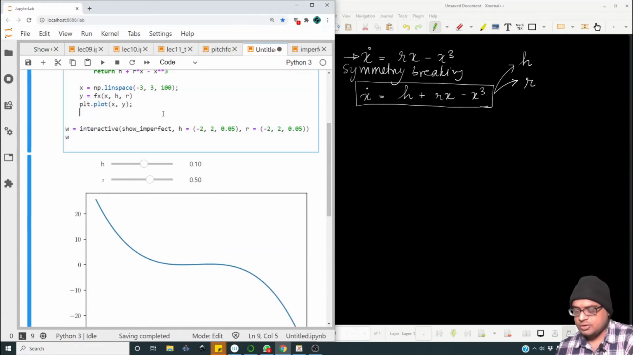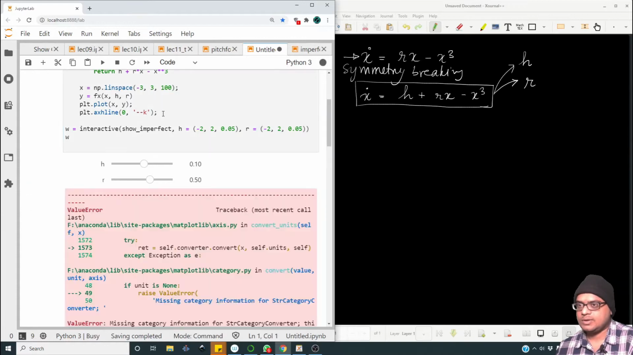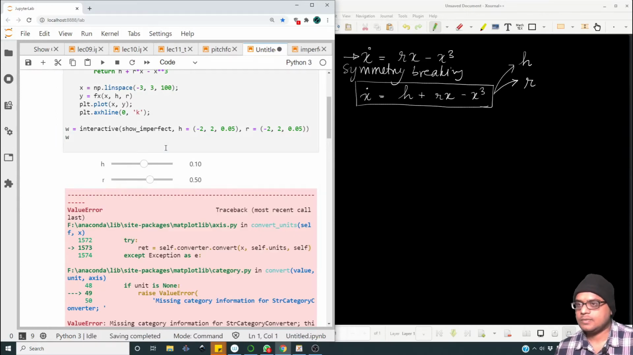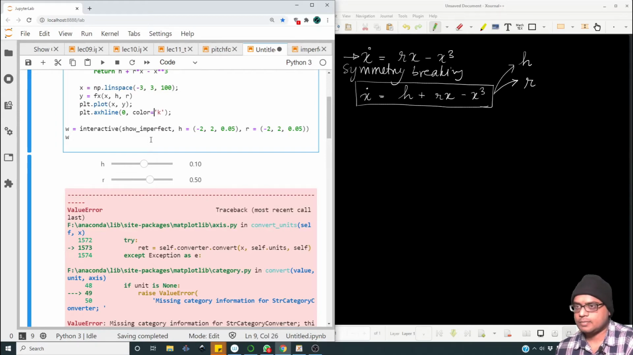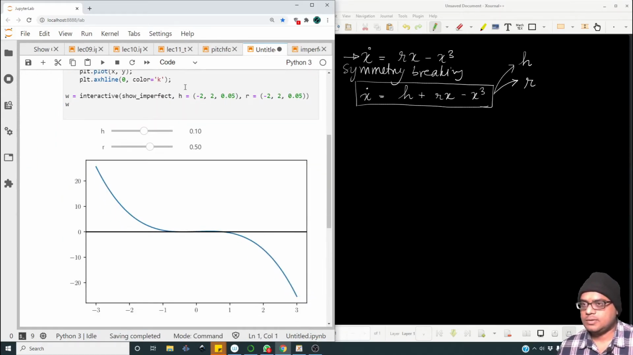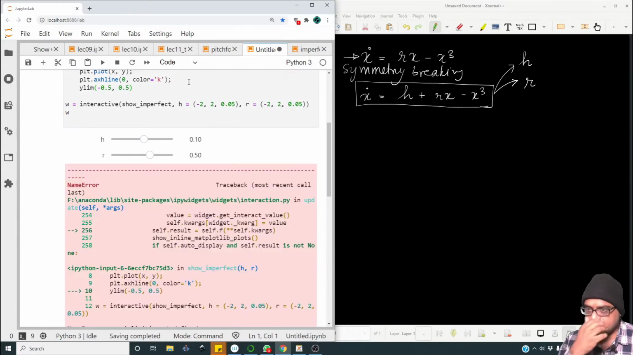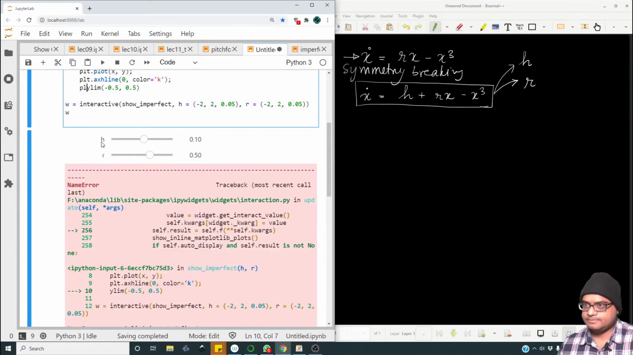let me also draw the x-axis with plt.axvline, axhline 0. And let me make it something like this. Oops, sorry. Let me change the y limit also, minus 0.5 to 0.5.